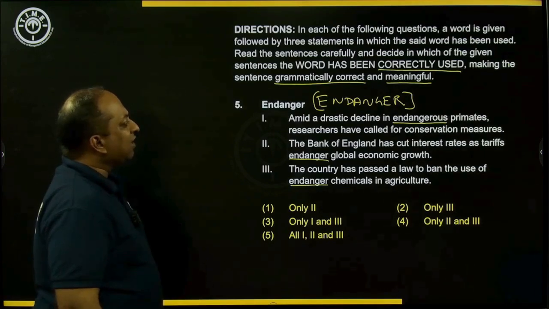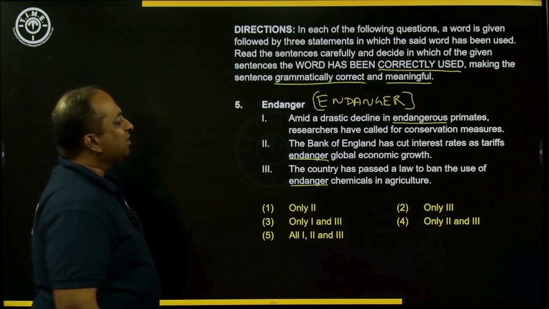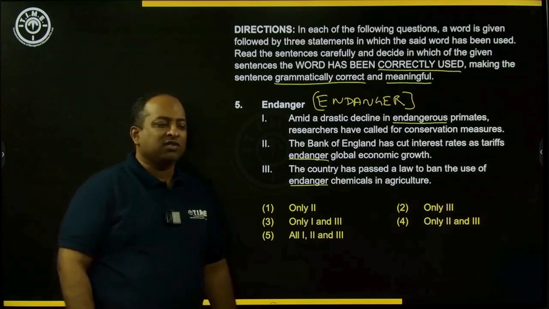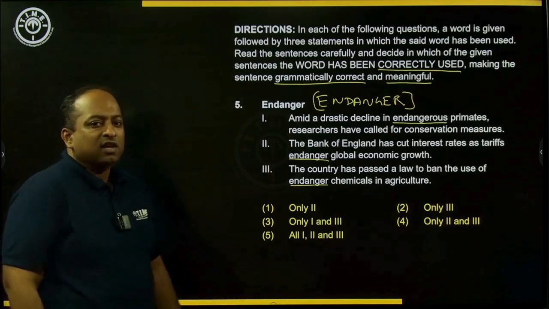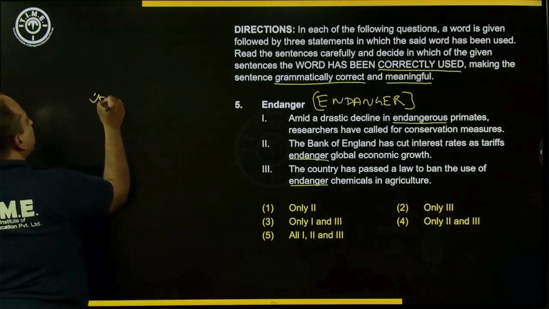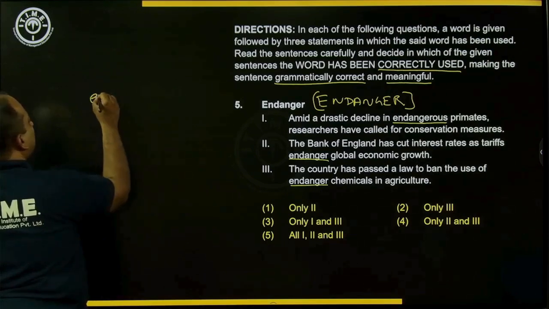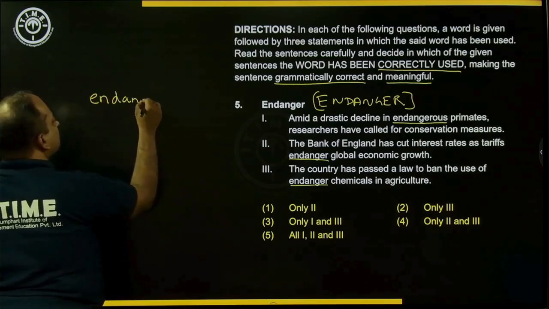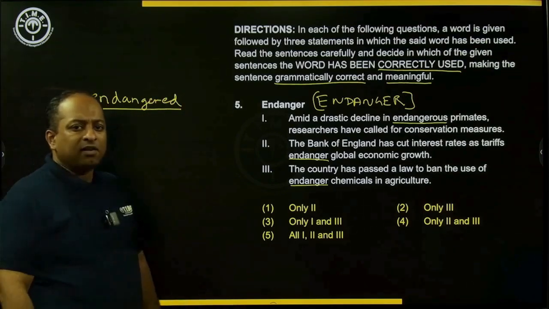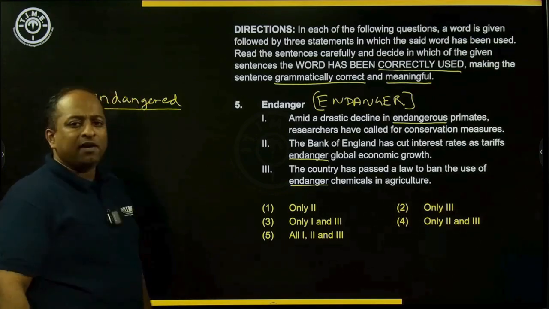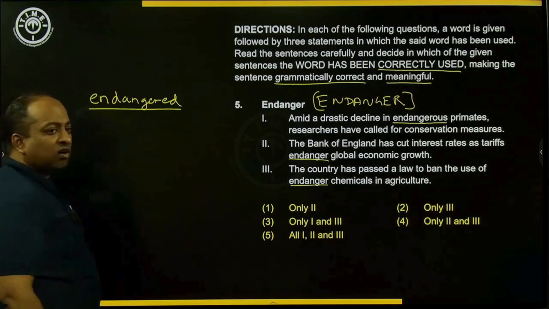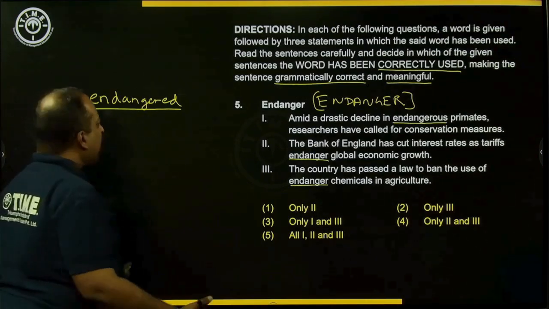Amid a drastic decline in endangered primates, researchers have called for conservation measures. So here the word endanger is used in a wrong sense, because when you're talking about conservation measures, we are referring not to endanger primates but to endangered primates. Endangered animals means animals, in this case primates, which are at a risk of extinction, which might get extinct anytime soon.